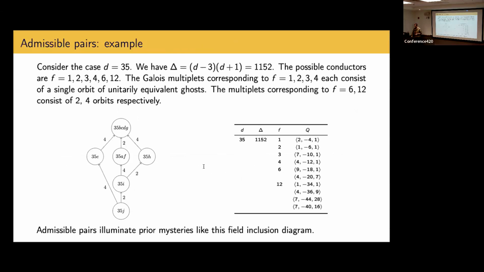So here, I think it's time we do an example. In D equals 35, this magic number, delta, D minus 3 times D plus 1, is 1,152. So I'm looking for quadratic forms that have a discriminant such that, basically, it's a square times this, sorry, that this number is a square after I divide out the discriminant of the quadratic form. So there's some divisibility constraint on the quadratic forms. It has to be positive and it has to divide this, so there's only a finite number of these things.